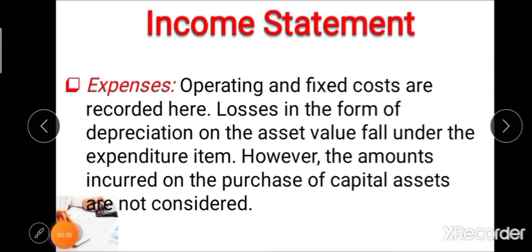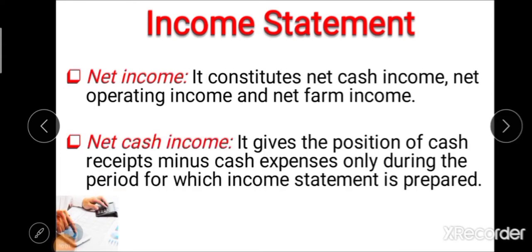After expenses, the next component is net income. This net income consists of net cash income, net operating income and net farm income. In short, net income is nothing but the total receipt minus total expenses. So in net income, it includes net cash income, net operating income and net farm income. First of all, we see the net cash income.